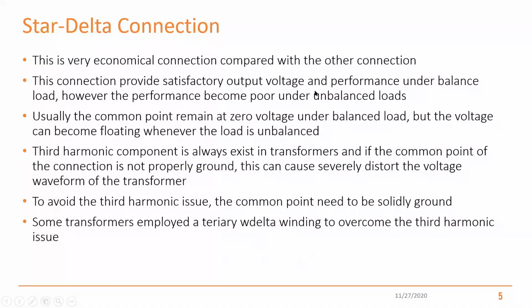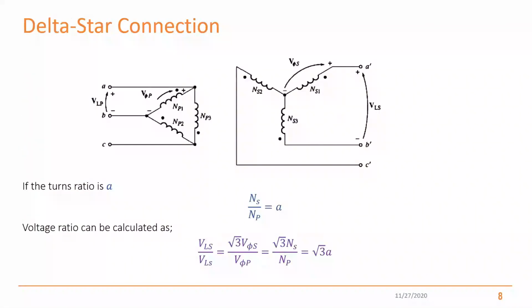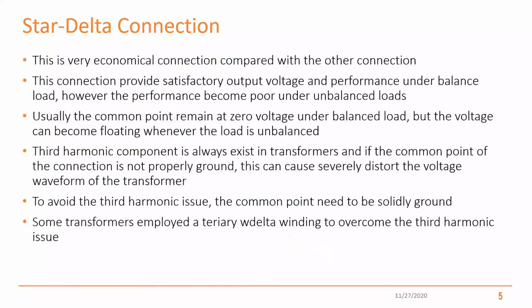Now you have to identify the important factors. Okay, there's some mistake again. This is not the star-delta, it is star-star. That is what we are focusing on here now. The star-star connection is a very economical connection compared with the other connections. Why? What is the reason for this being the most economical one?